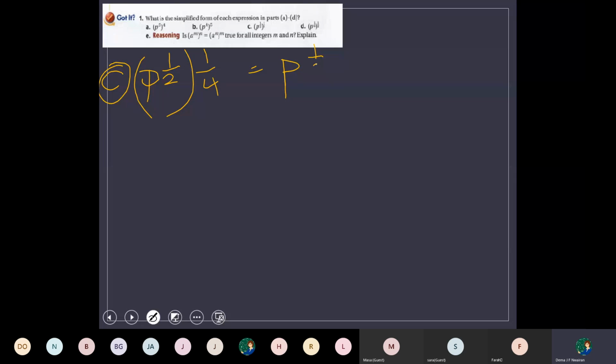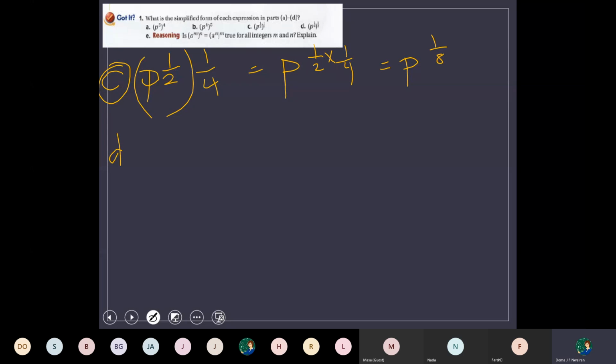Yeah, let's continue now. So here, when I was talking about C now, in C, P raised to the power half, then it's raised to the power 1 over 4. So how can we solve it? I will put P, then I will multiply 1 over 2 times 1 over 4. And the answer will be 1 over 8.